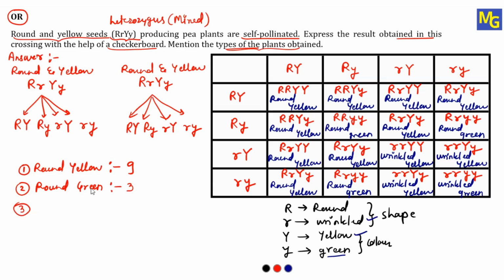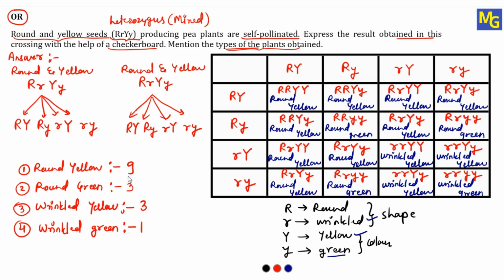Now the next one is wrinkled yellow. So I'll write wrinkled yellow, and again we have to count wrinkled yellow. So 1, 2, and 3. So wrinkled yellow we have a total of 3. See here, this was, this is, and this one. So I'll write down 3, and the last one, 4, that is wrinkled green. Now wrinkled green, you can see how many we have. We have only 1. So I'll write it here, 1.